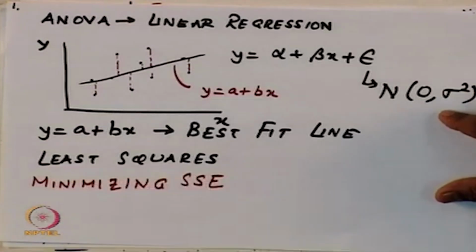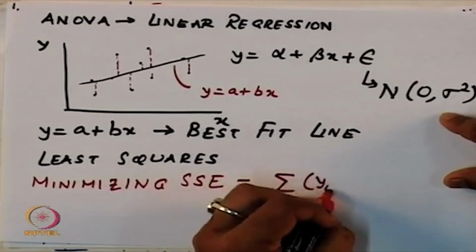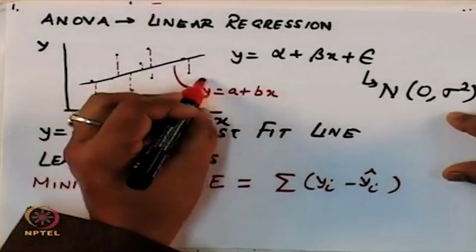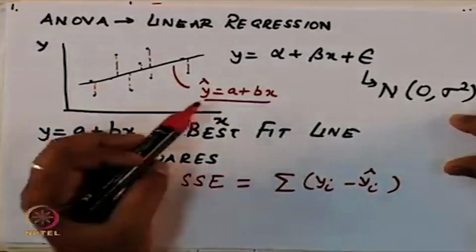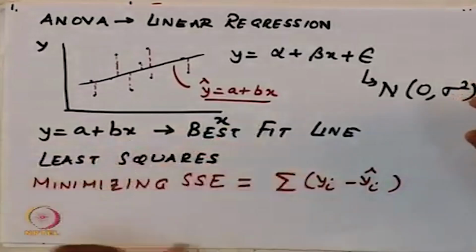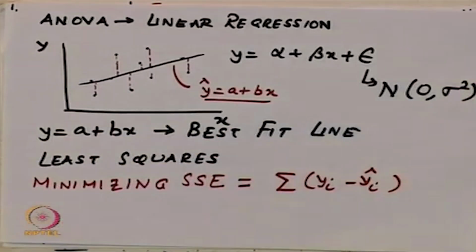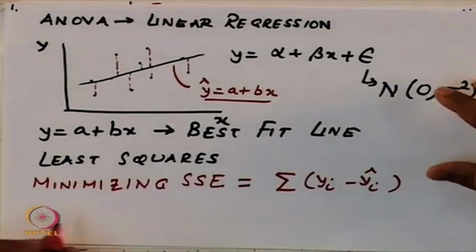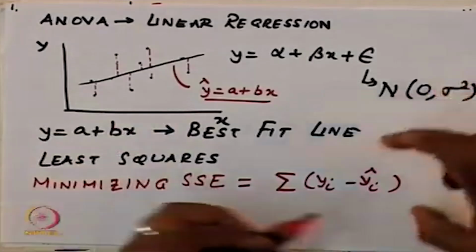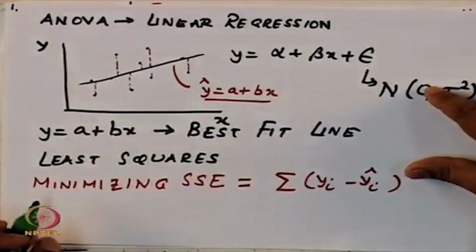the sum of squares of errors, which is given by the expression summation of y i minus y i hat. What is y i hat? y hat is the linear equation a plus b x. Okay. So, you want to minimize this particular term SSE. Okay. And what we have previously shown long back was using calculus, you could determine the values of these coefficients a and b.